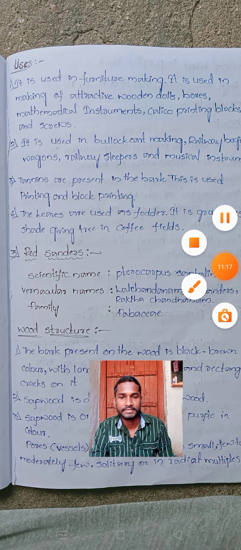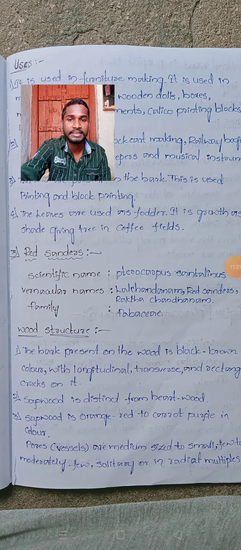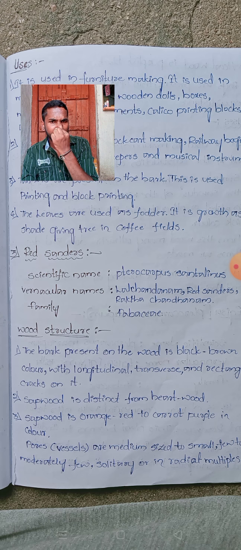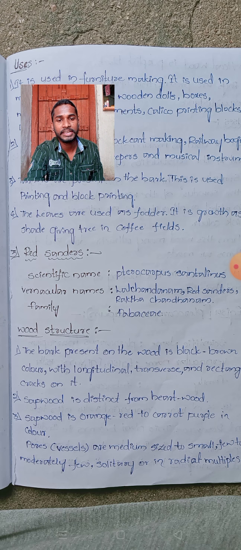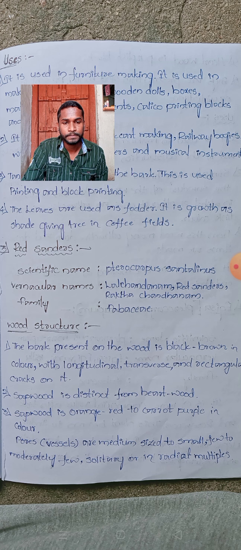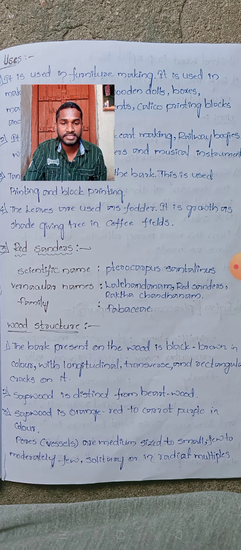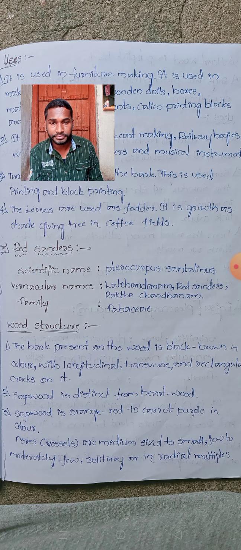Red sanders. The scientific name is Pterocarpus santalinus. Vernacular names: Lal Chandan, Red Chandanam, Red Sanders. Family Fabaceae. The wood structure.